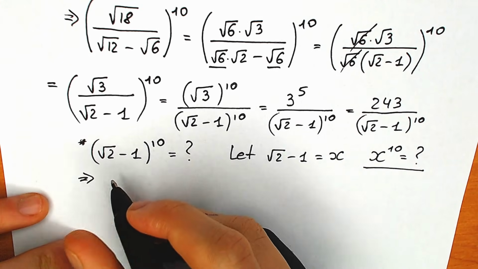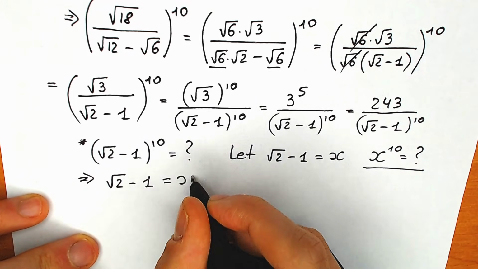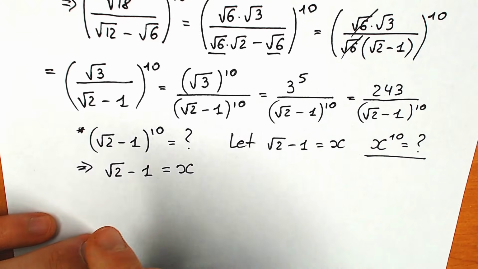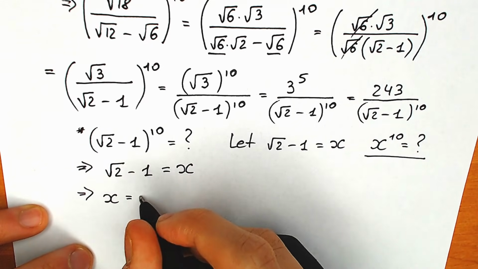Okay, right now let's rewrite this expression right here. I want to do a few manipulations, a few tricks with it. So we have the square root of 2 minus 1 equal to x. First of all, let's change positions. Let's write our x on the left side. So we have x equal to the square root of 2 minus 1.